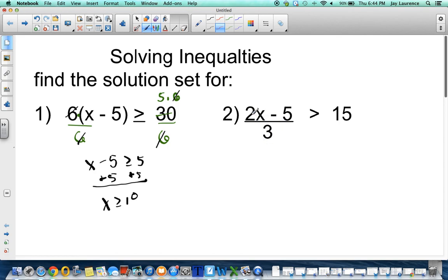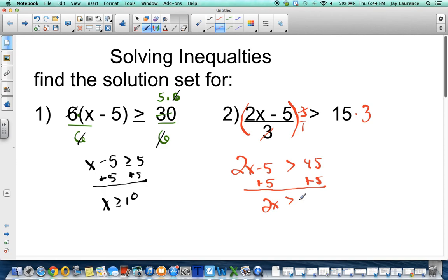Well, let's get rid of it. Let's get rid of that denominator of a 3. I'm going to multiply by 3 over 1, and on the right-hand side, I'm going to multiply by 3. So when I do that, these 3's will cancel. The left-hand side will leave me with 2x minus 5. And that'll be greater than 45. Now it's a two-step inequality, and I'll add 5 to both sides. And I'll get 2x greater than 50. I'll divide by 2, divide by 2, and I'll get x is greater than 25.